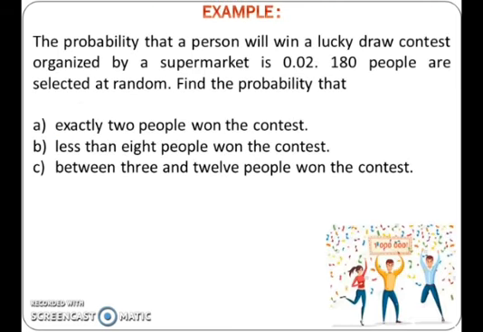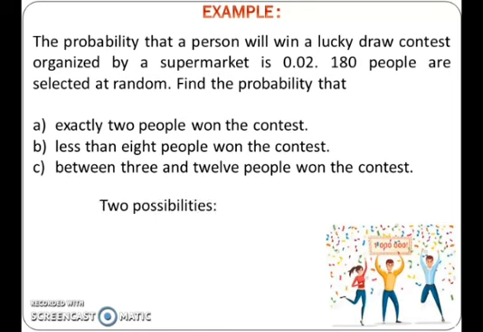The probability that a person will win a lucky draw contest organized by a supermarket is 0.02. 180 people are selected at random. Find the probability that A, exactly 2 people won the contest, B, less than 8 people won the contest, and C, between 3 and 12 people won the contest.